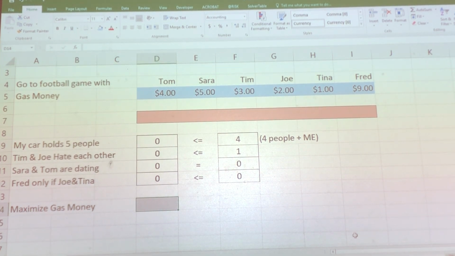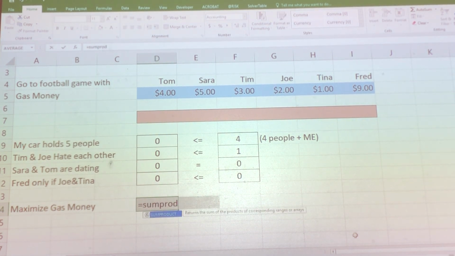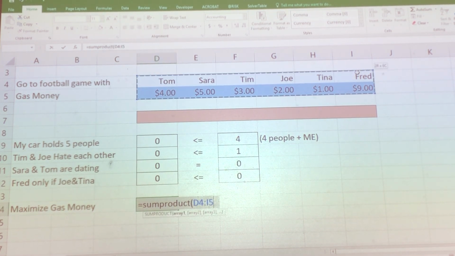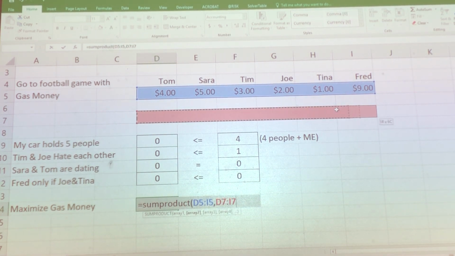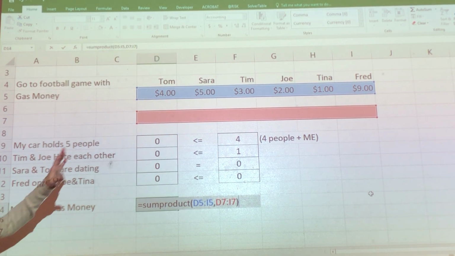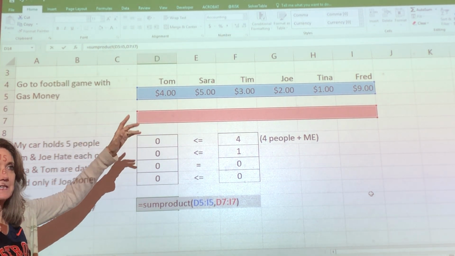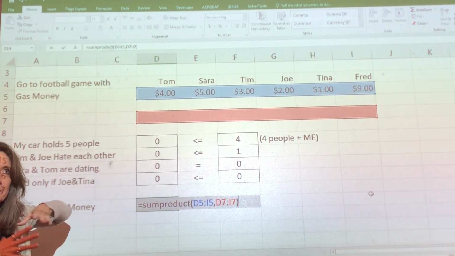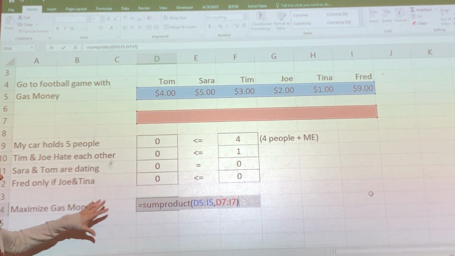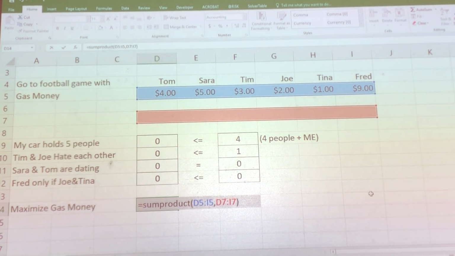And now we're going to maximize gas money. How do we calculate maximizing gas money? Sum product of what? The blue and the red, because these are the gas money contribution offerings, what they're going to give you, and there's whether or not they're going. Remember, that's going to be assigned in Excel as binary variables. If there's a 0, the gas money doesn't get added in. If there's a 1, the gas money does get added in. The overall goal is to maximize that total gas money.